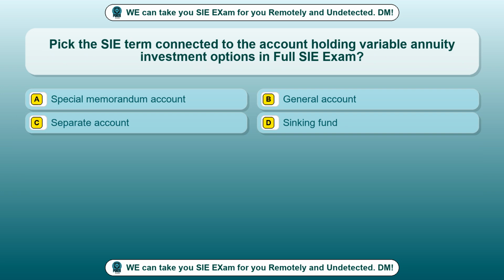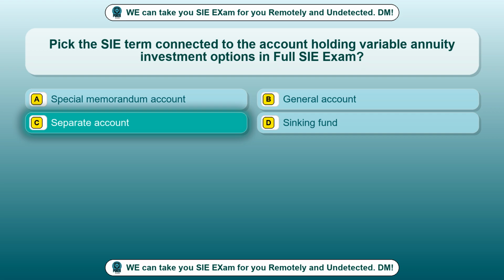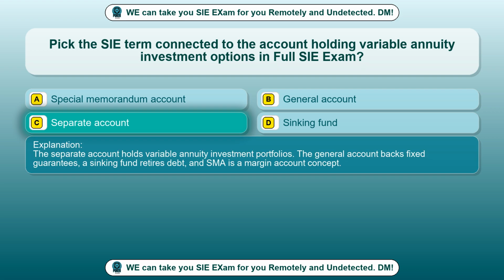Question 64. Pick the SIE term connected to the account holding variable annuity investment options in full SIE exam. Option A, special memorandum account. Option B, general account. Option C, separate account. Option D, sinking fund. The correct answer is option C, separate account. The separate account holds variable annuity investment portfolios. The general account backs fixed guarantees, a sinking fund retires debt, and SMA is a margin account concept.